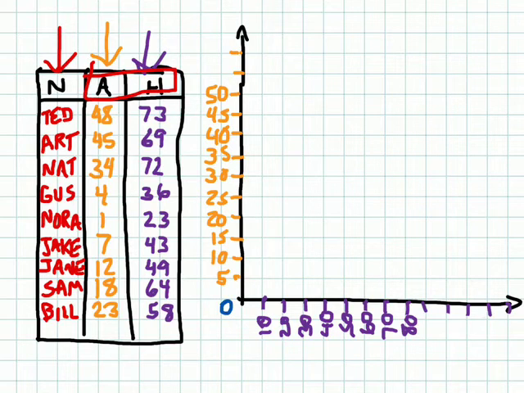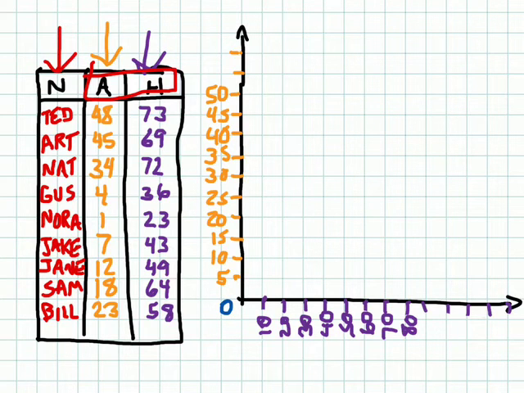So remember, when you're making a scatter plot, a lot of the time you're going to lose a little bit of data from what you might have started with. In this case, I'm going to be losing my name data, that categorical data, because that's really not what I'm trying to do here. So we'll start with Ted, and Ted is aged 48 and has a height of 73.